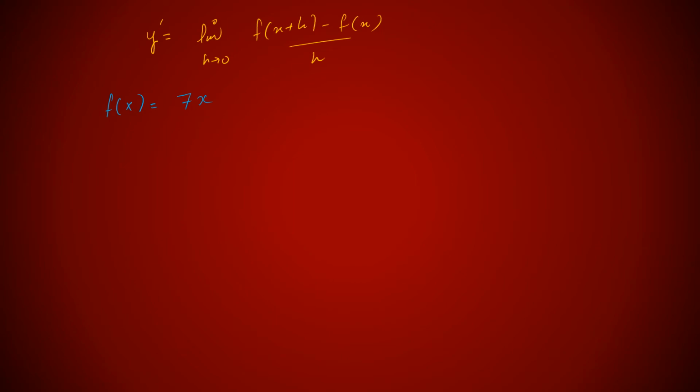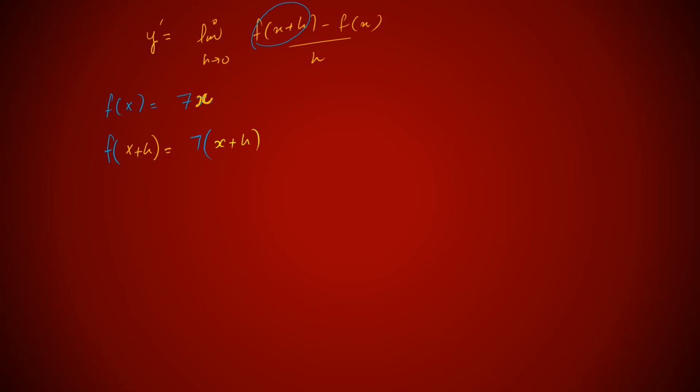The first thing in the formula is f of x plus h, so you have to determine f of x plus h. Here, f of x plus h will be equal to what? Wherever in the question you have x, you replace it by x plus h. So of course you write the 7 as it is, and in place of x you write x plus h.